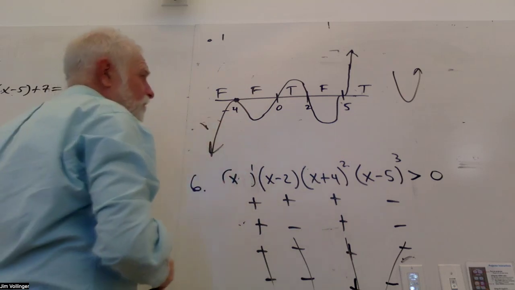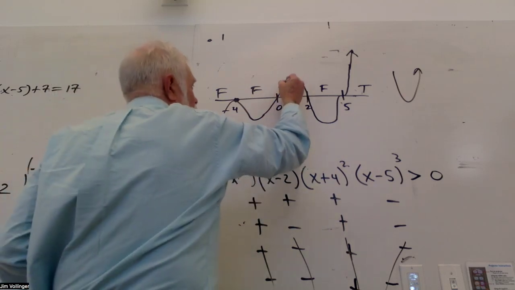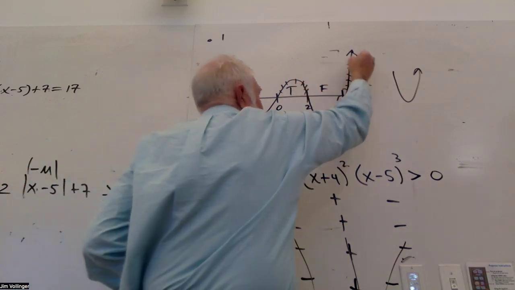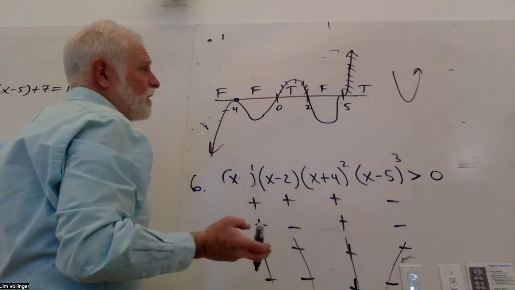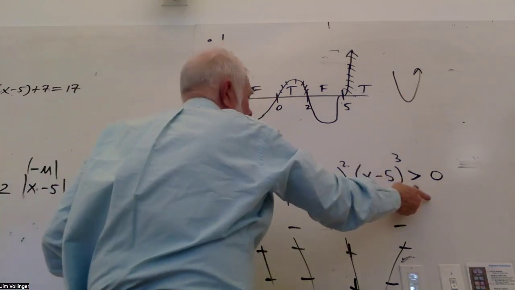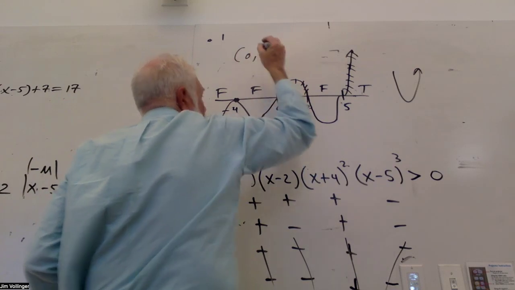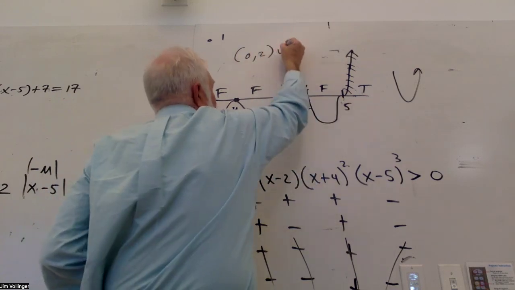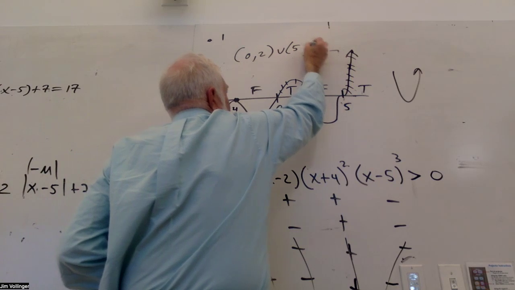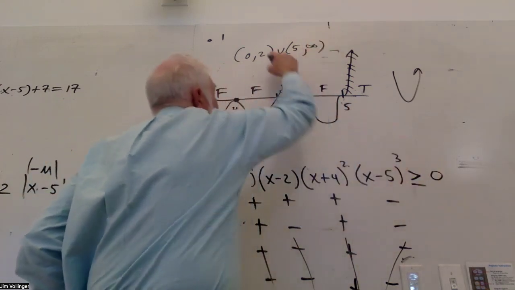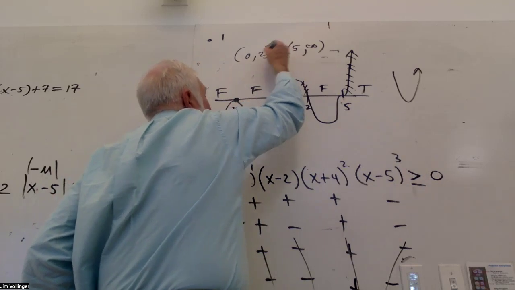Where am I bigger than 0? I hope you can see these y values are above the x-axis, and these are above the x-axis. So in interval notation, when are we greater than 0? 0 to 2, and 5 to infinity. That took a while to do that problem. If I wanted greater than or equal to, then this parenthesis becomes a bracket.